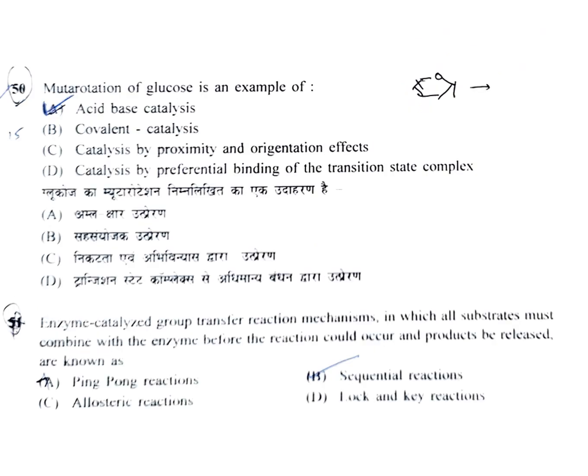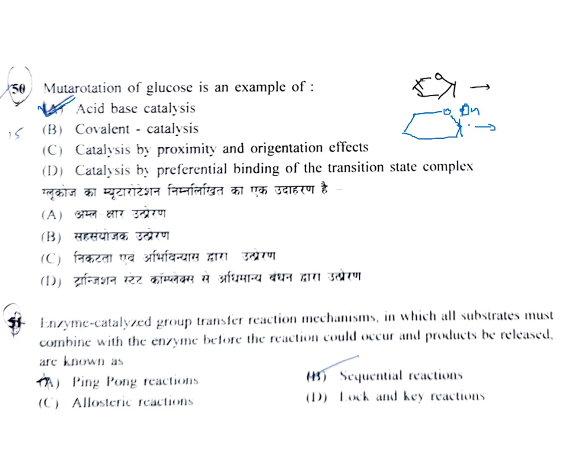Mutarotation of glucose is an example of acid-base catalysis. The other options are covalent catalysis, catalysis by proximity and orientation effects, catalysis by preferential binding of the transition state complex. So this is the structure of glucose, and in solution it is mostly present in a pyranose form. It could be present in an alpha or beta form. If the OH is above, it will be beta form.